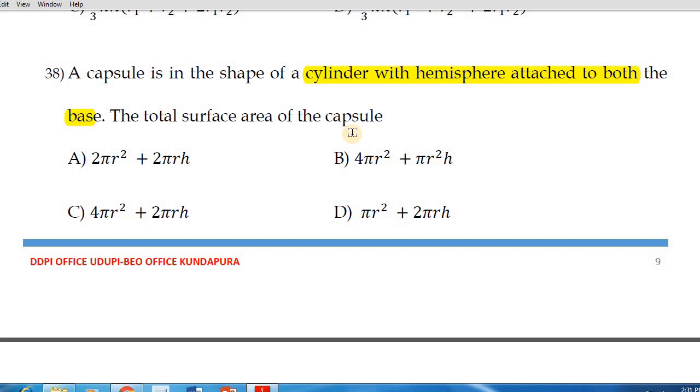So the curved surface area of a hemisphere is 2 pi r square. Here there are two hemispheres, hence 2 pi r square plus 2 pi r square, you will get 4 pi r square. And the CSA of a cylinder finding formula is 2 pi r h. Hence here the correct option is C, 4 pi r square plus 2 pi r h.